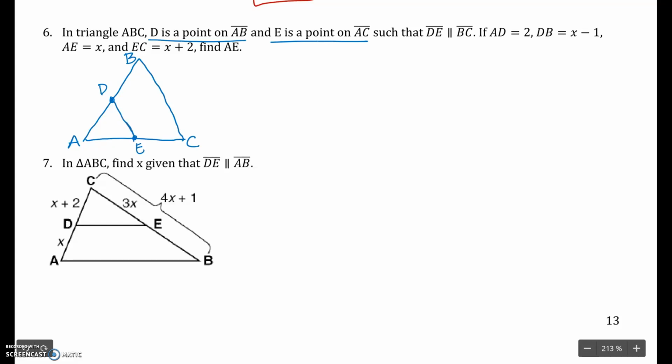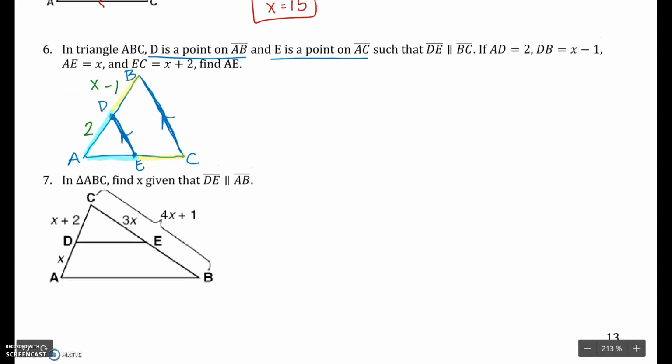So basically we're getting a picture much like the ones we've been doing where DE and BC are parallel to one another. And those parallel lines are splitting the sides into congruent pieces in the same ratio. So then if AD is 2, DB is x minus 1, AE is x, and EC is x plus 2, we can make a proportion.